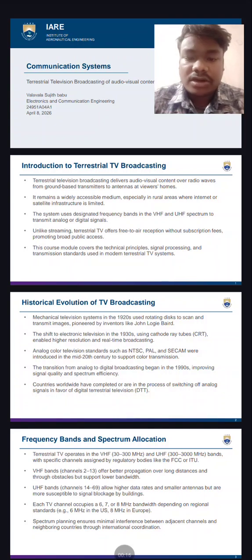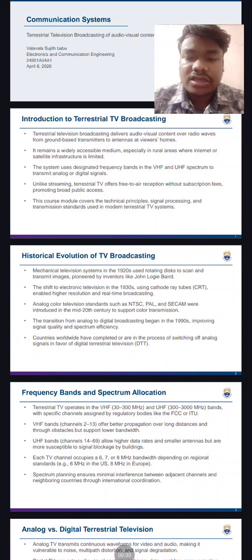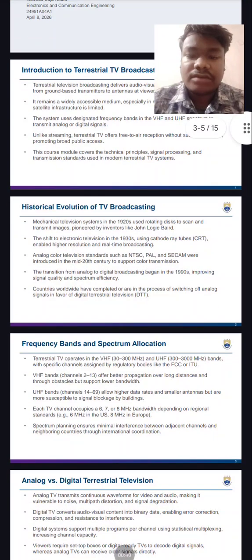Terrestrial TV broadcasting delivers audio-visual content over radio waves from ground-based transmitters to antennas at viewers' homes. It remains a widely accessible medium, especially in rural areas where internet or satellite infrastructure is limited. The system uses designated frequency bands in the VHF and UHF spectrum to transmit analog or digital signals. Unlike streaming, terrestrial TV offers free-to-air reception without subscription fees, promoting broad public access.